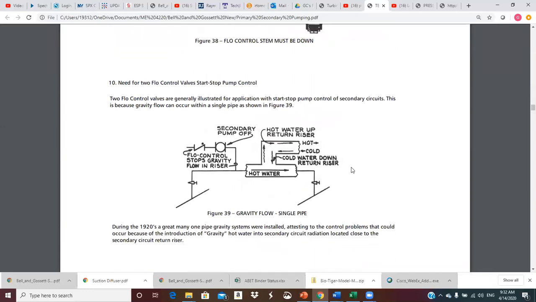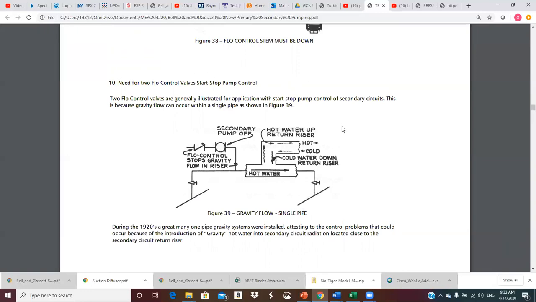Need for two flow control valves, start-stop pump control. And here, we're going to talk more about this. So two flow control valves are generally illustrated for application with start-stop pump control of secondary circuits. This is because gravity flow can occur within a single pipe, as shown in figure 39. So see, the pump is off, and so all of our primary flow is just going through the crossover here, and they're showing this for the return.